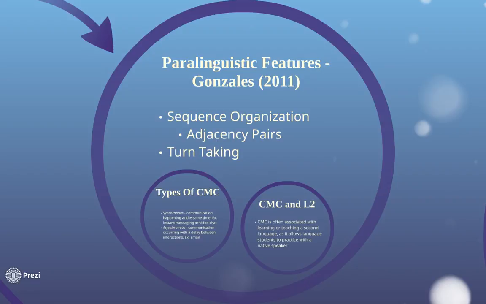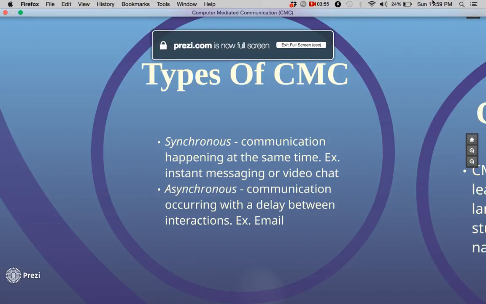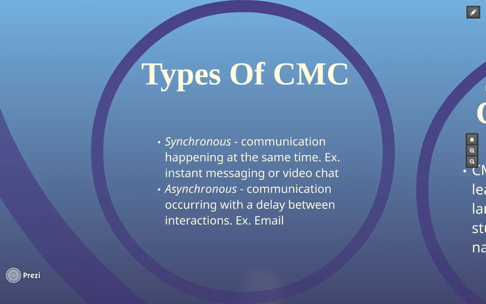In CMC, however, the turn-taking system is limited by the medium. The length of the turn to speak depends on the network strength, typing speed, among other variables. Sequential organization and turn-taking are also influenced by the type of CMC. CMC can be classified as synchronous or asynchronous. Synchronous refers to communication happening at the same time, like instant messaging or video chat. Asynchronous communication occurs with a delay between interactions, like email.